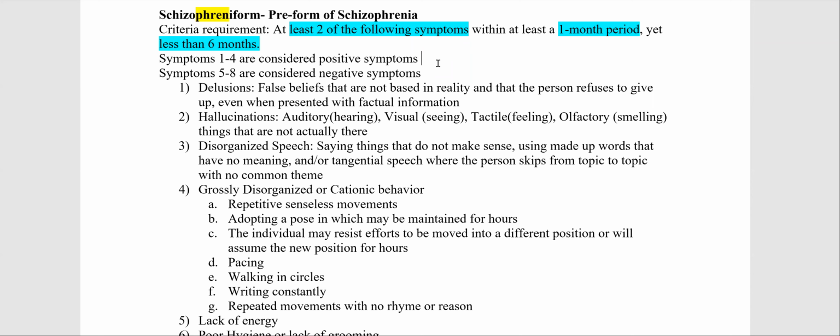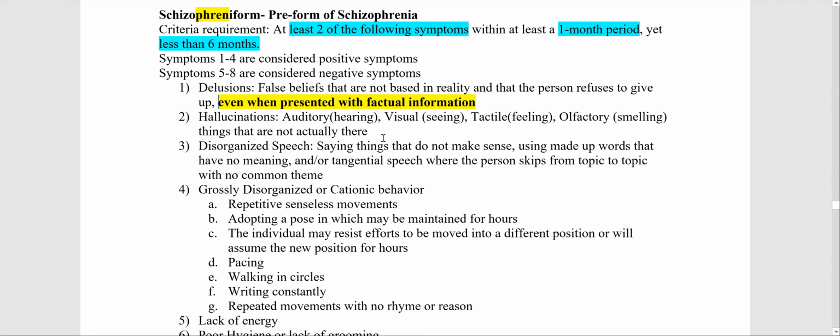So keep in mind, a lot of the criteria is the same, but let's go through it and give it its due diligence. So the first possibility is delusions, false beliefs that are not based in reality, and that the person refuses to give up, even when presented with that factual information. So you could be giving the person all the facts and how all the thoughts that they're having are not possible, but they're still holding true to what they know.